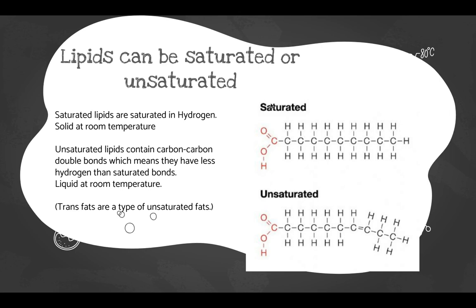So it's saturated if it has as many hydrogens as it could possibly fit on the molecule. It is unsaturated if it has a carbon-to-carbon double bond, because this means you're really missing out on hydrogens and it changes the shape. So saturated lipids are saturated, have as many as possible. We're talking about hydrogens. They are saturated in hydrogens and they're solid at room temperature. If you imagine stacking a whole bunch of these on top of each other, they are like little bricks. Okay, they are solid at room temperature. So these are fats that are solid at room temperature. If you think about butter, right? When you put it out on your counter, it's not liquid.